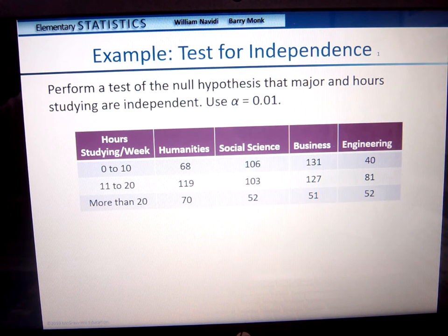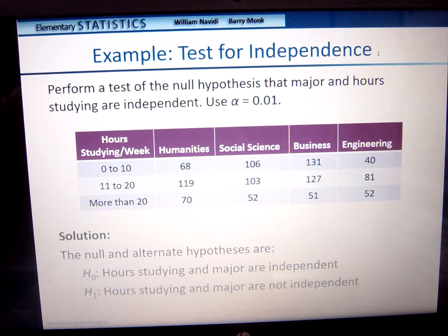So we'll perform a test of the null hypothesis that a major and hours of studying are independent. Here we're going to use alpha at 0.01, so we've got to have a lot of evidence for this alpha. Here we have again our chart. We're going to say that the null hypothesis is that they are independent and that the alternate is that they are not independent.